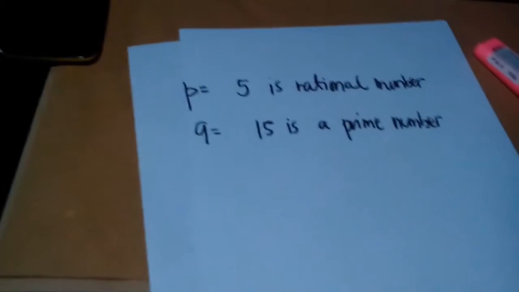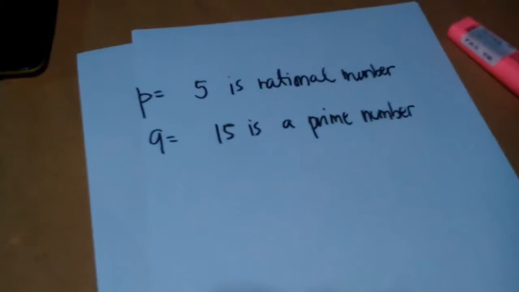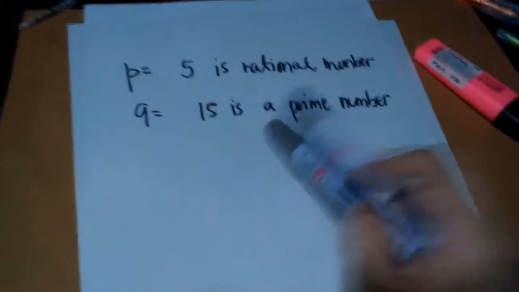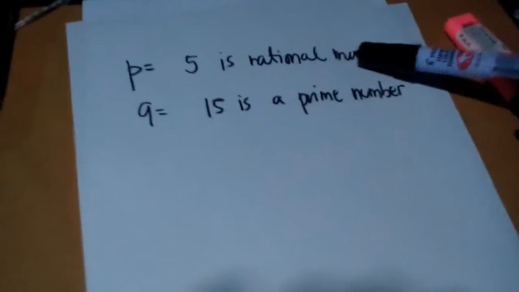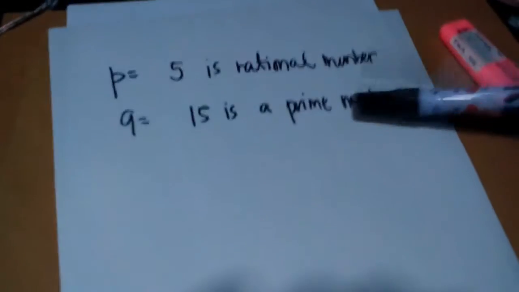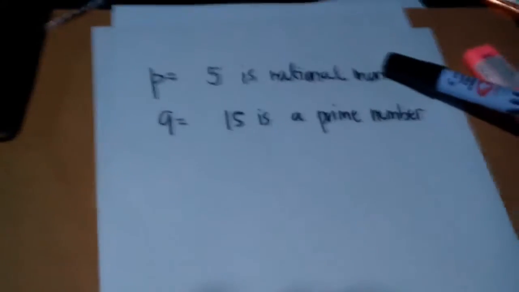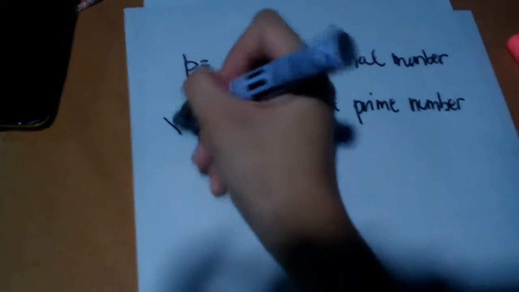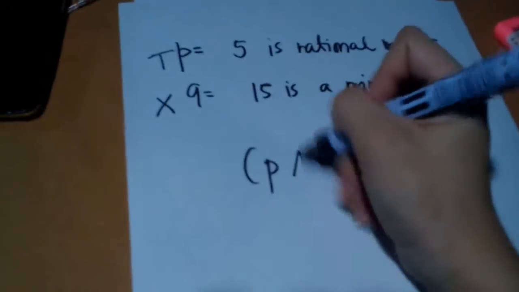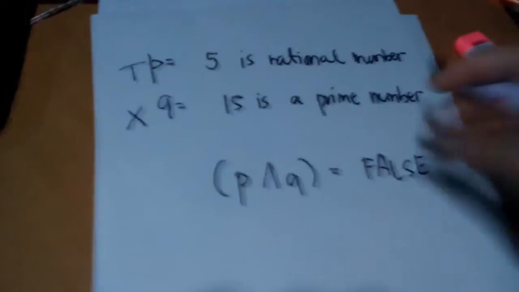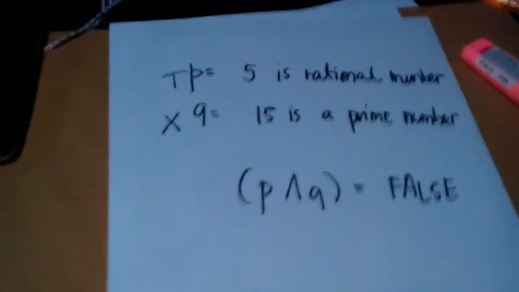It is in the condition of conjunction that if either one of them is false, the whole statement would be false. So P is "5 is a rational number," and Q is "15 is a prime number." We know that P is a proposition, that's why it is true. But Q is not true, so it is false. Since we know that 5 is really a rational number and 15 is not a prime number, Q is considered having a truth value of false. So therefore P is true but Q is false. So this P and Q is considered false, because it is in the condition of conjunction that if either one of them is false, the whole statement would be false.